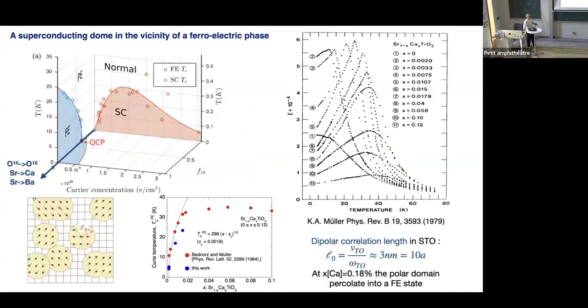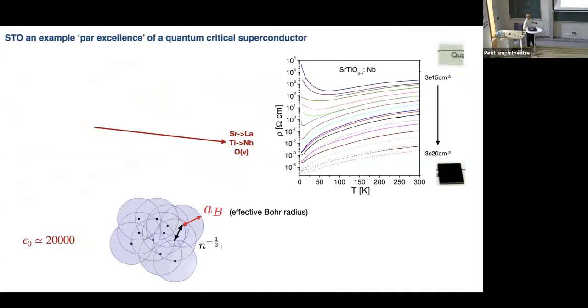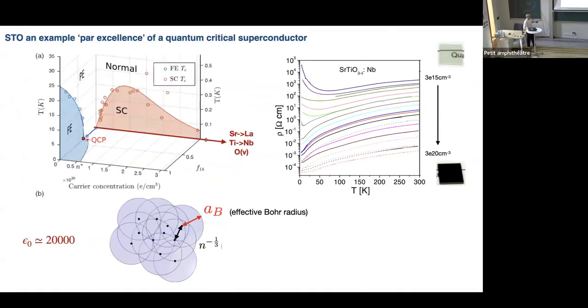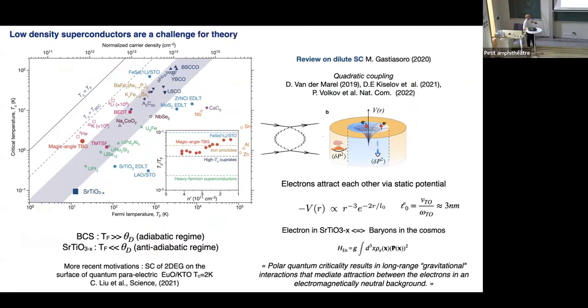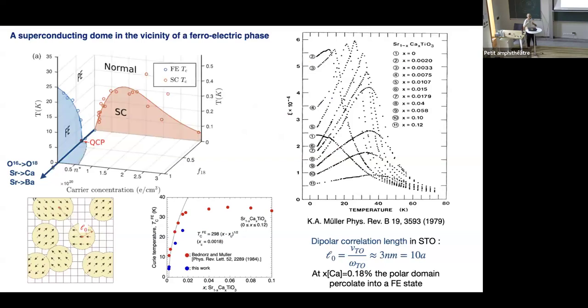So this was one axis, as I show here. You have the axis where you can add some electrons in your system. So you have this metallicity and superconductivity. But as you can imagine, the system is also extremely close to the ferroelectric phase, and it's actually possible to stabilize ferroelectricity in this system. And you will cross here a quantum critical point, which dominates the whole phase diagram.